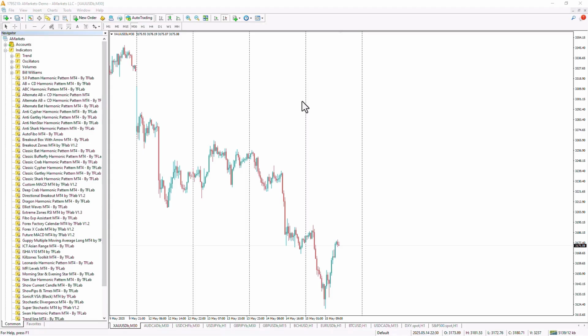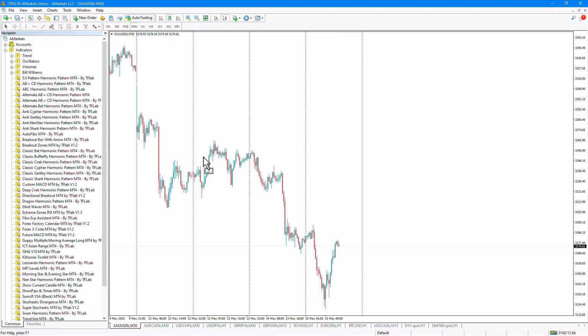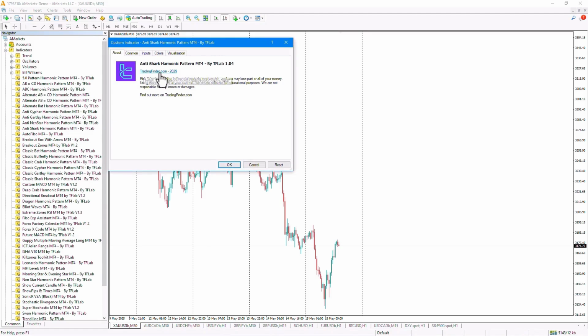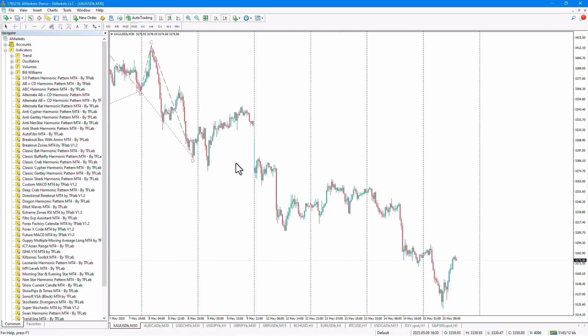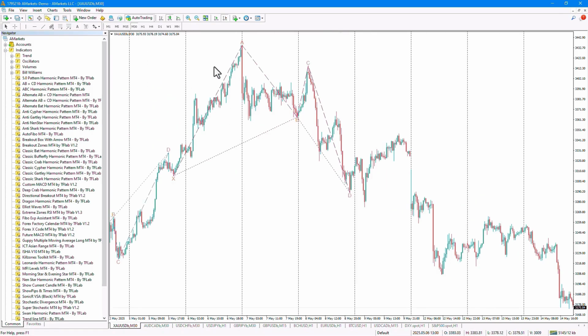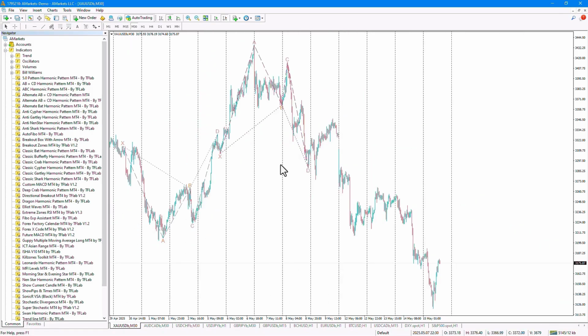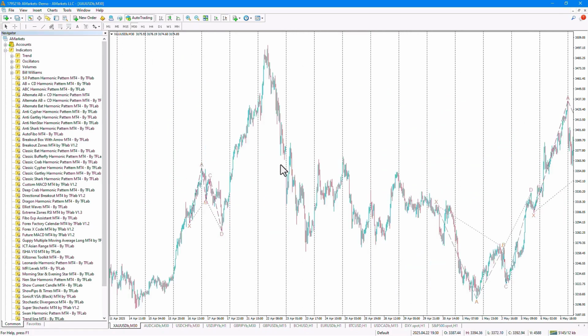From the Navigator section, we select the indicator file and run the indicator by dragging the file onto the chart. Once the indicator is loaded onto the chart, it starts identifying and drawing the Anti Shark Harmonic Pattern on the price chart.